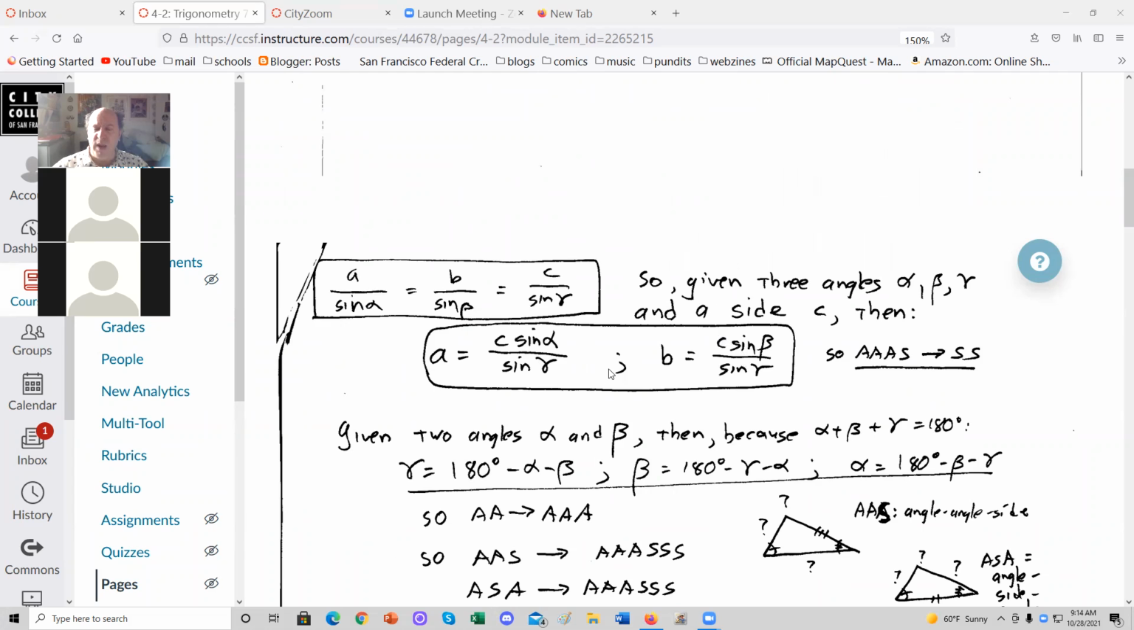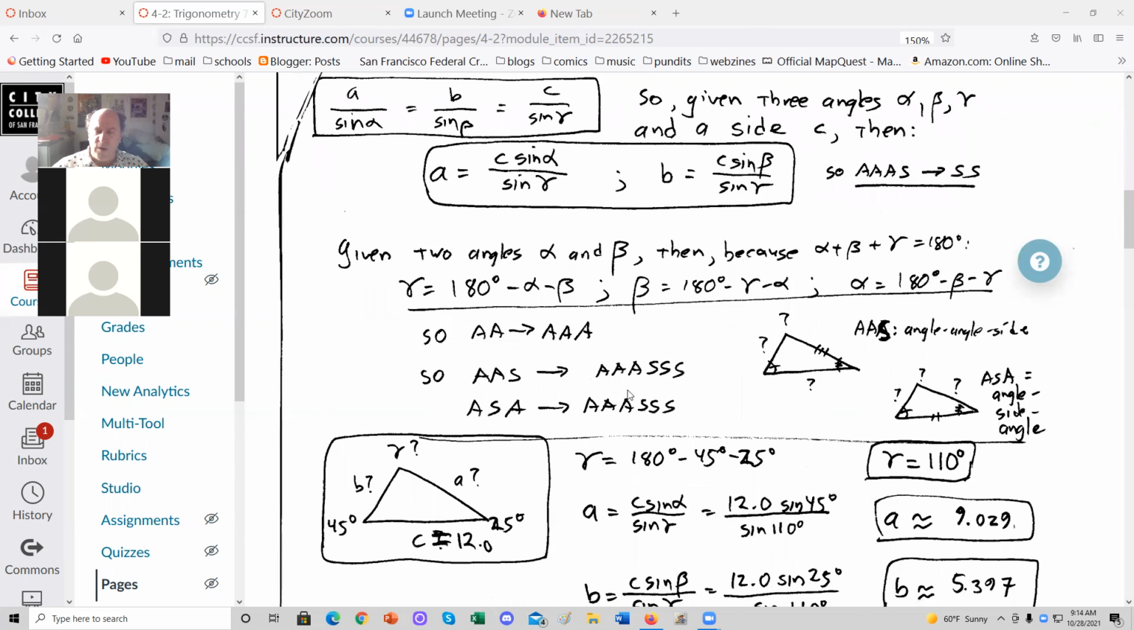So if you had all three angles, alpha, beta, and gamma, and the side C, then you have the other two sides, A and B. Angle, angle, angle, side equals side, side. Now this requires all three angles, but that's all right. If you have two of the angles, then the third one follows. Gamma equals 180 minus alpha minus beta. Basically, each angle is 180 minus the other two. Therefore, if you have two angles, then you have three angles.